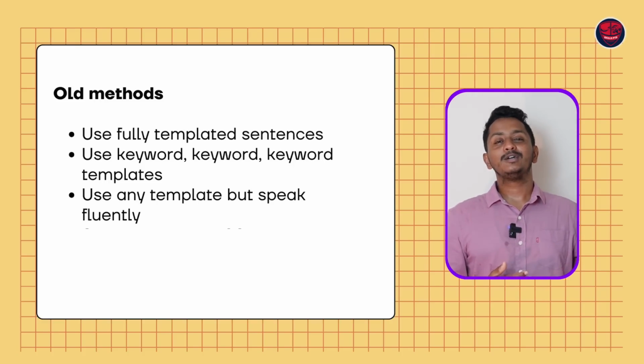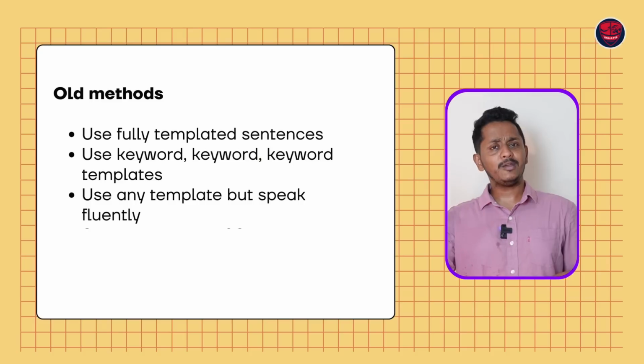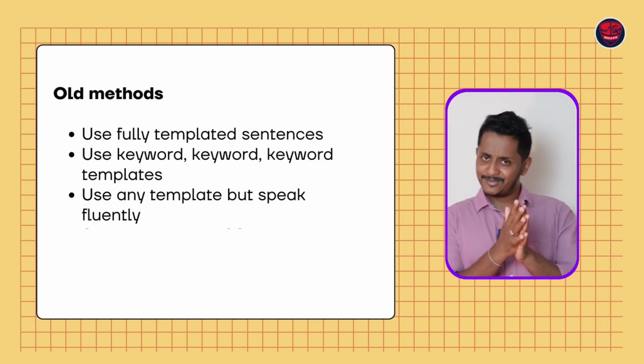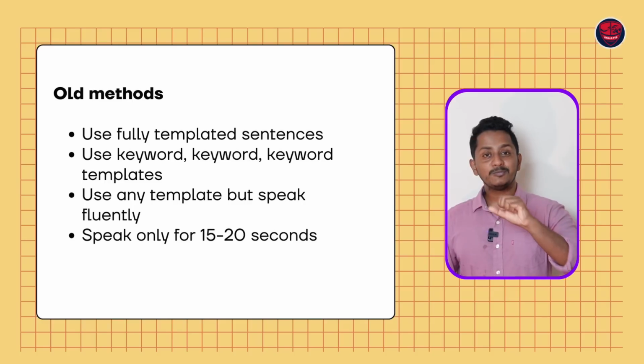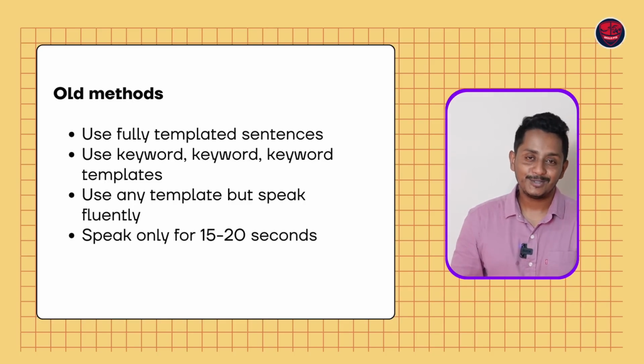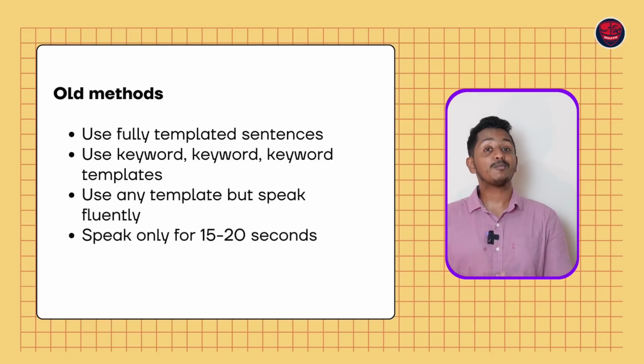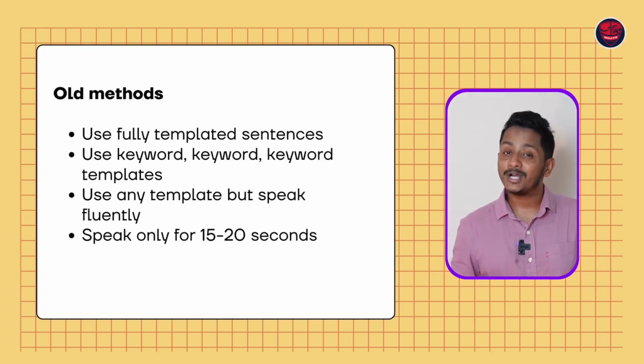In the old method, you use any template. Speak fluently, get the marks, but not anymore. You need some strategies here. Earlier, you speak even for 12 seconds, 15 seconds, you used to get good scores, but now you got to speak more than 20 seconds, no matter what.